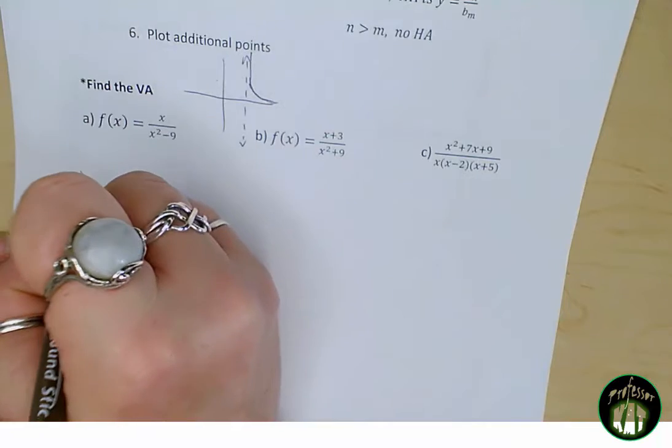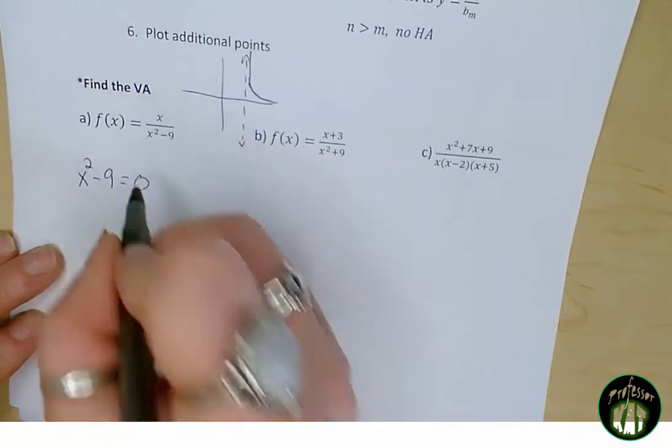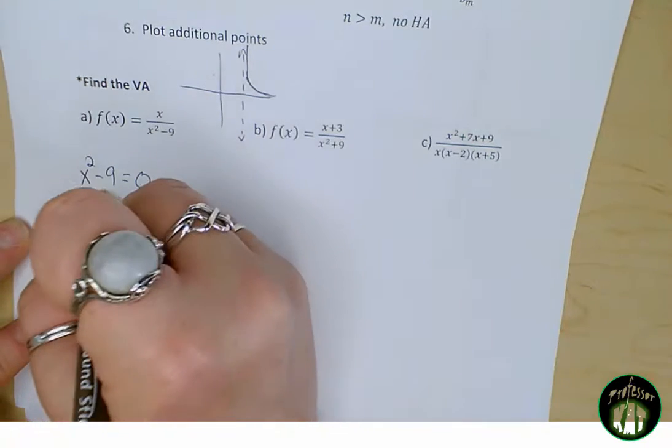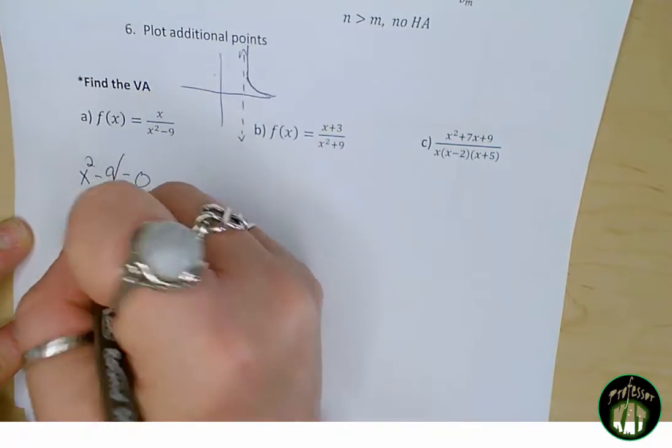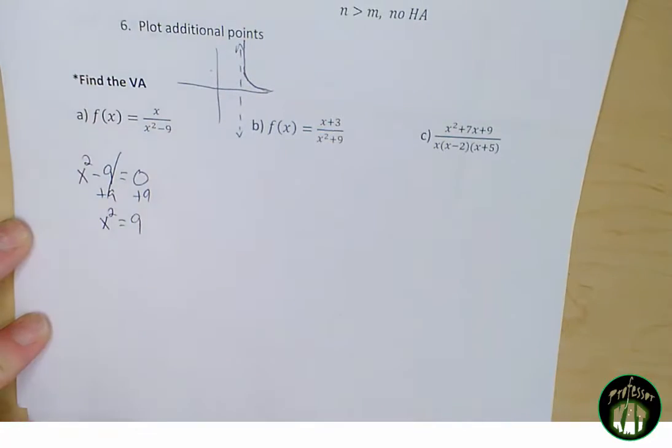Example A, our denominator is x squared minus 9. The step says set that equal to 0 and solve. In order to solve, this is a quadratic equation. I am solving this using the square root property. I am going to add that 9 to the other side, which is going to let me drop down x squared is going to equal that 9.